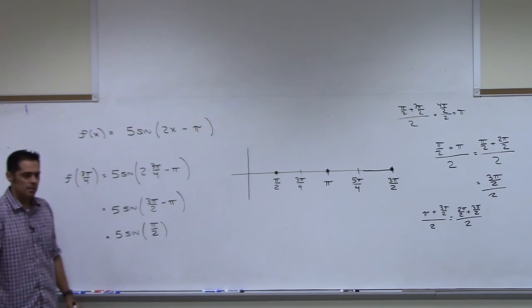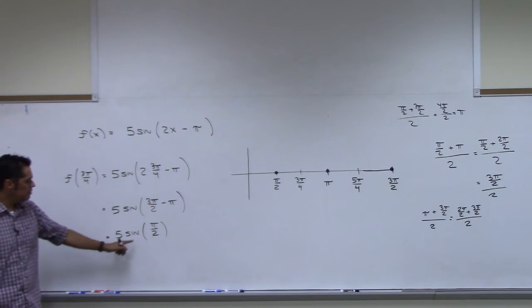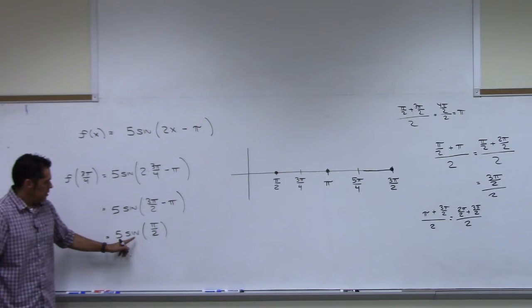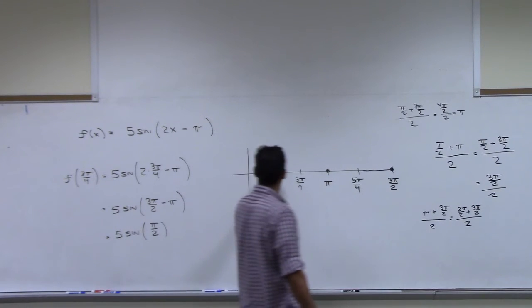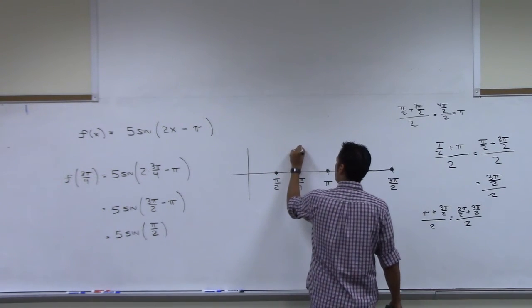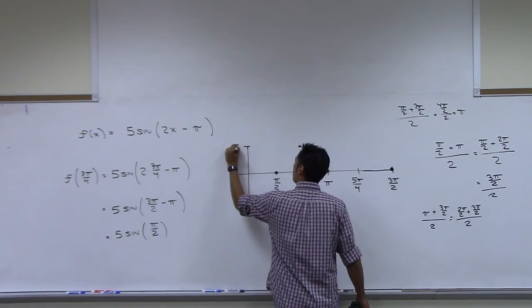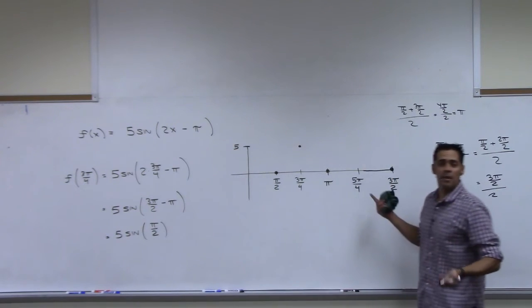Subtract this. What's sine of pi over 2? Sine of pi over 2? 1 times 5? 5. So we're getting 5 out here. At 3 pi over 4, it's spitting out 5. So that's up here. And that's all I need to draw the picture.